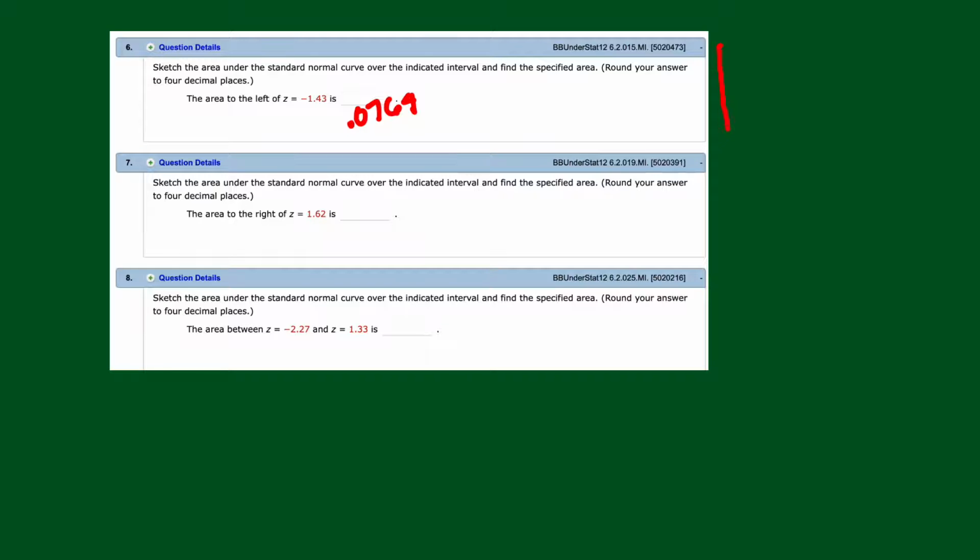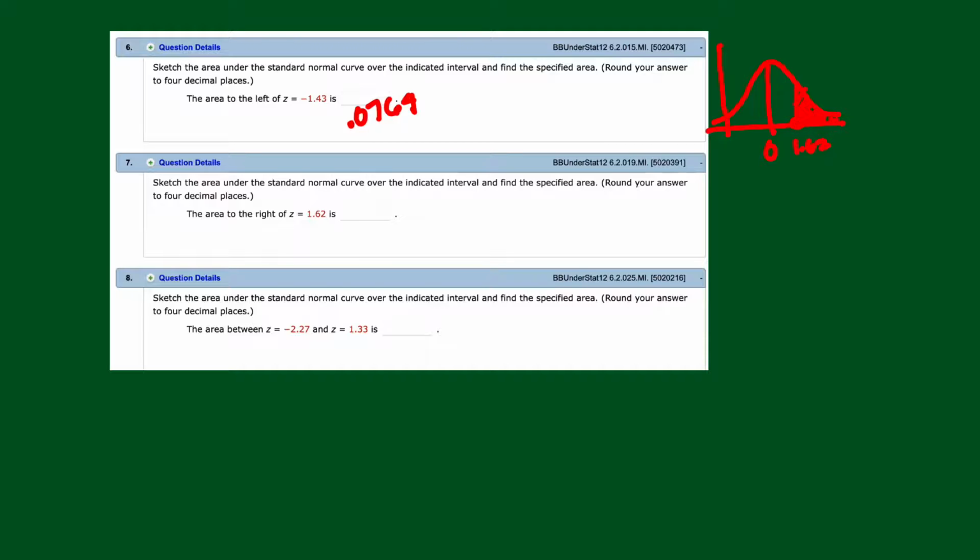I still have that big, thick font here that I can't get rid of. Okay, so now I want to be to the right. The high point is 0. Here is 1.62. And we want to be to the right, so I need that area out there.